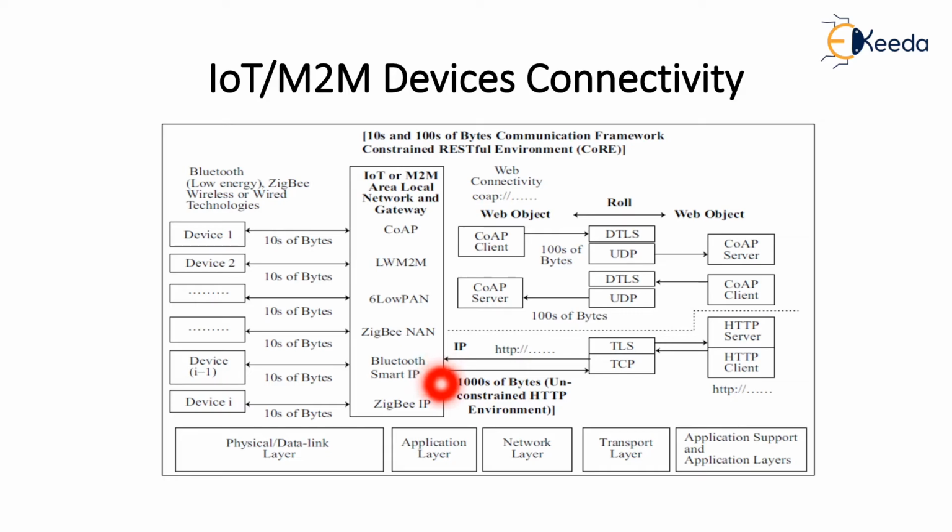Here is the unconstrained environment. The unconstrained environment includes thousands of bytes, so more compared to the constrained environment. Here the data transfer, the data length and size, is high compared to that one. So this is the IoT M2M connectivity.